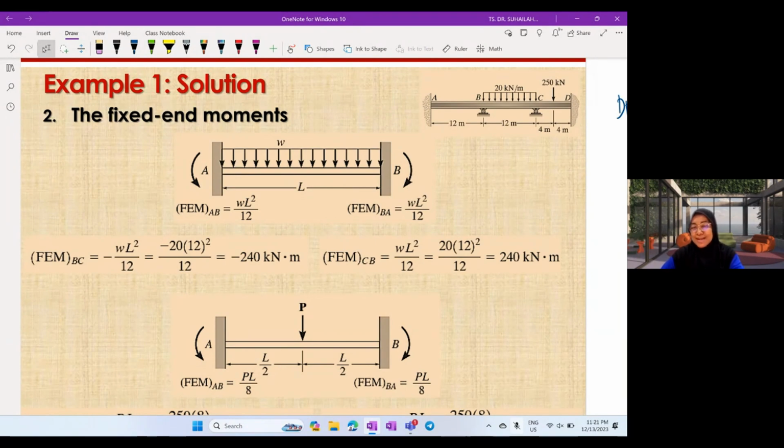We come back to continue to analyze the continuous beam ABCD to determine what we call the member end moment. For member end moment, we have to distribute moment in the table. I have explained the first and second steps: calculating the stiffness factor, and after that the distribution factor. Now we move to the next part, the fixed end moment, which is the first member end moment in the table.